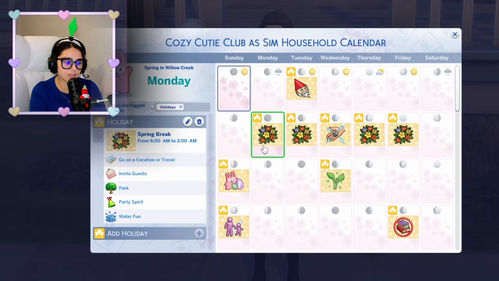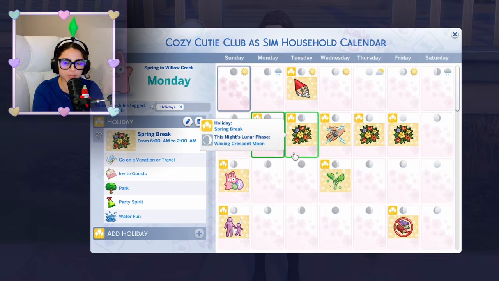And then invite guests. I put park because it's springtime. I feel like people spend time outside when it's spring. And then party spirit and water fun, because I feel like you start to get into kind of like the water activities during spring, depending on where you live. Spring break is going to be a day off from school or work.